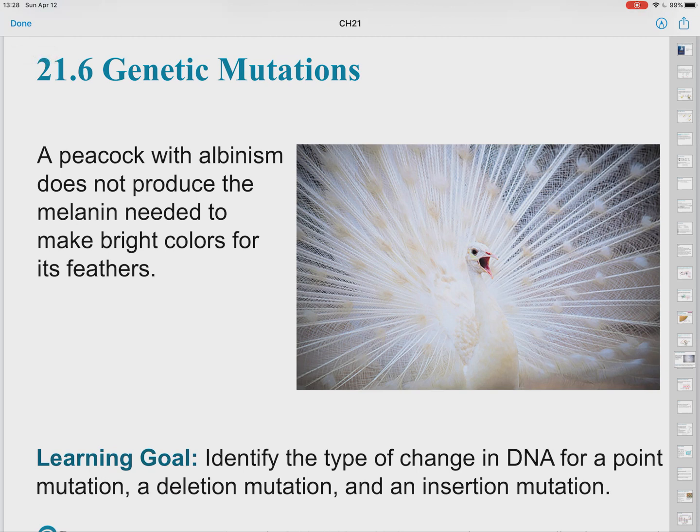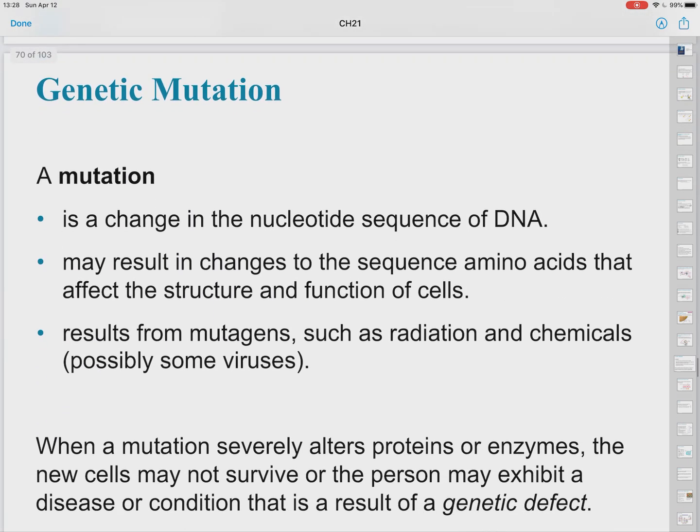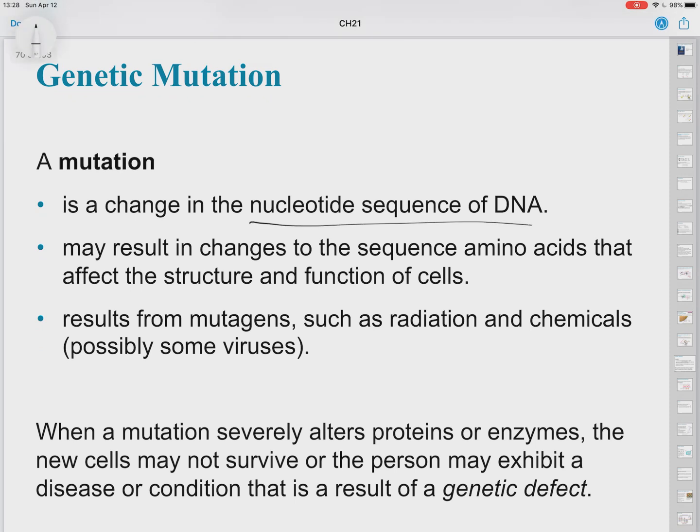So let's talk a little bit about mutations. Mutations are going to be changes to the protein sequence or changes to the DNA, either through mutations that happen to the DNA itself or errors that happen in the translating process. So a mutation is a change to the DNA that may lead to changes in the structure and function of cells. These can be caused by mutagens or carcinogens, things that mutate, things that cause cancer: radiation, certain types of light, and certain chemicals. And there are some viruses also that can cause cancer.